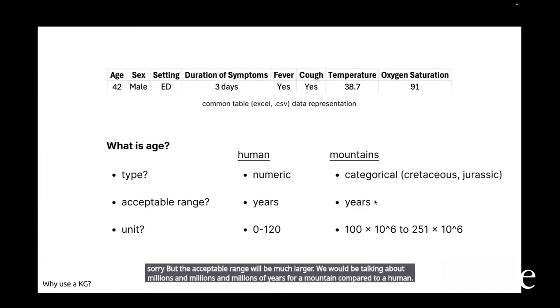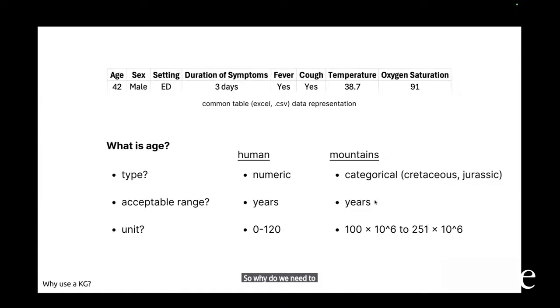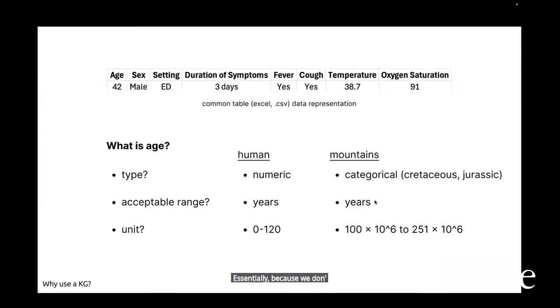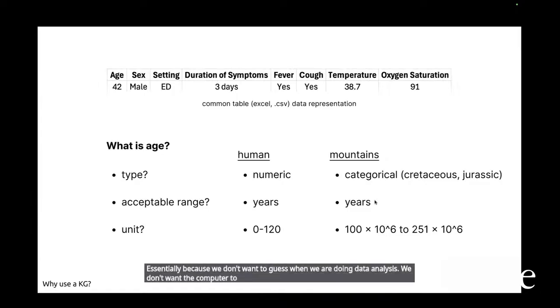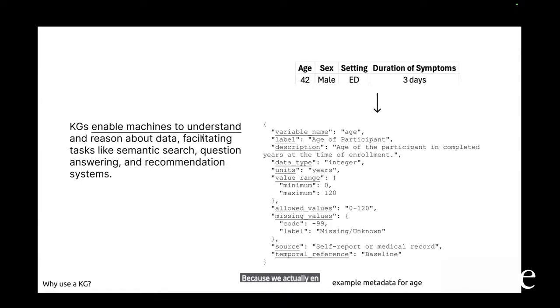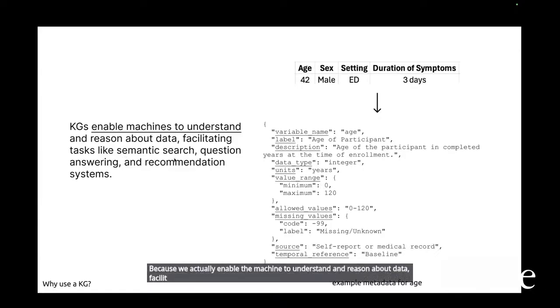So why do we need to understand that? Why do we need to be very clear about this? Essentially because we don't want to guess when we are doing data analysis. We don't want the computer to have to guess what is the type of data. We want to be very, very specific. And that's how a knowledge graph can be useful, because we enable the machine to understand and reason about data, facilitating tasks like semantic search, question answering, and recommendation systems.